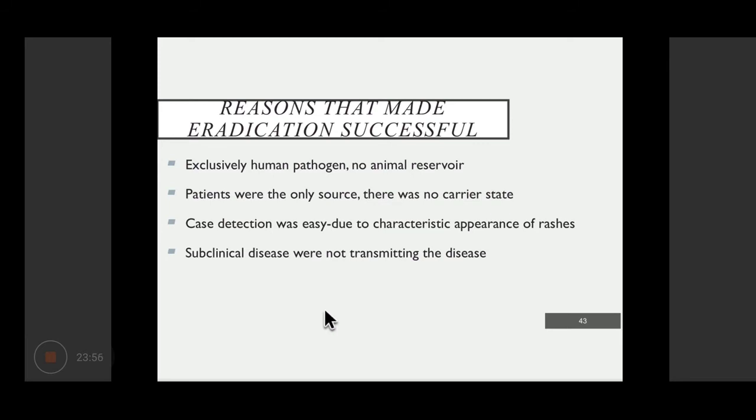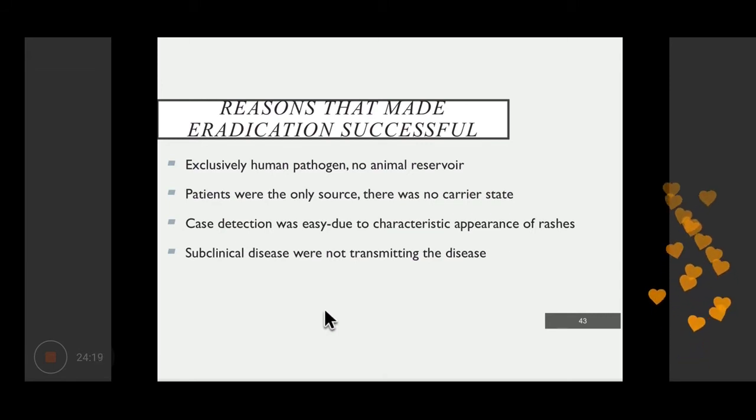So what are the reasons that made the eradication successful? First was that it was an exclusively human pathogen. There were no animal reservoirs. There were no environmental reservoirs. So if you vaccinate human beings only, this disease could be eradicated. And patients were the only source. There was no carrier stage, no long-term carrier stage in human beings also.